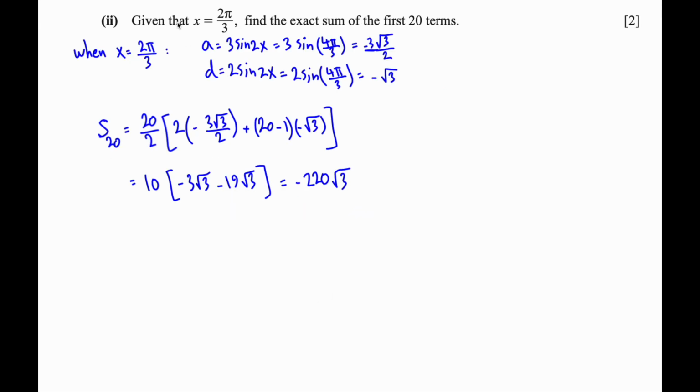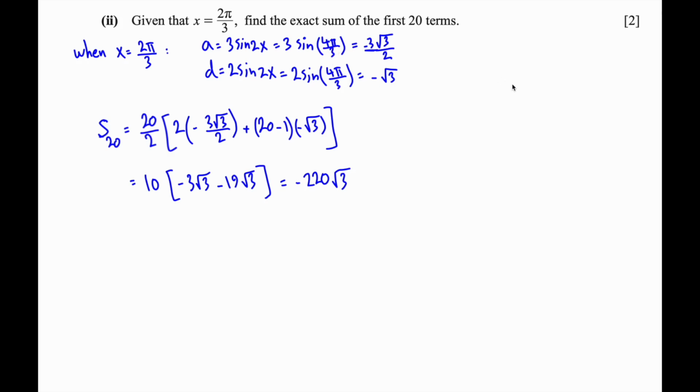In the second part, I'm given that x equals 2 pi over 3. I have to find the exact sum of the first 20 terms. So still I'm going to be using the same formula, but this time instead of n, I can replace the n's with 20 since I'm asked to find the sum of the first 20 terms. However, instead of using general terms such as 3 sine 2x and 2 sine 2x for a and d respectively, I can now substitute them with their exact value because I'm given a specific value for x, which is 2 pi over 3.